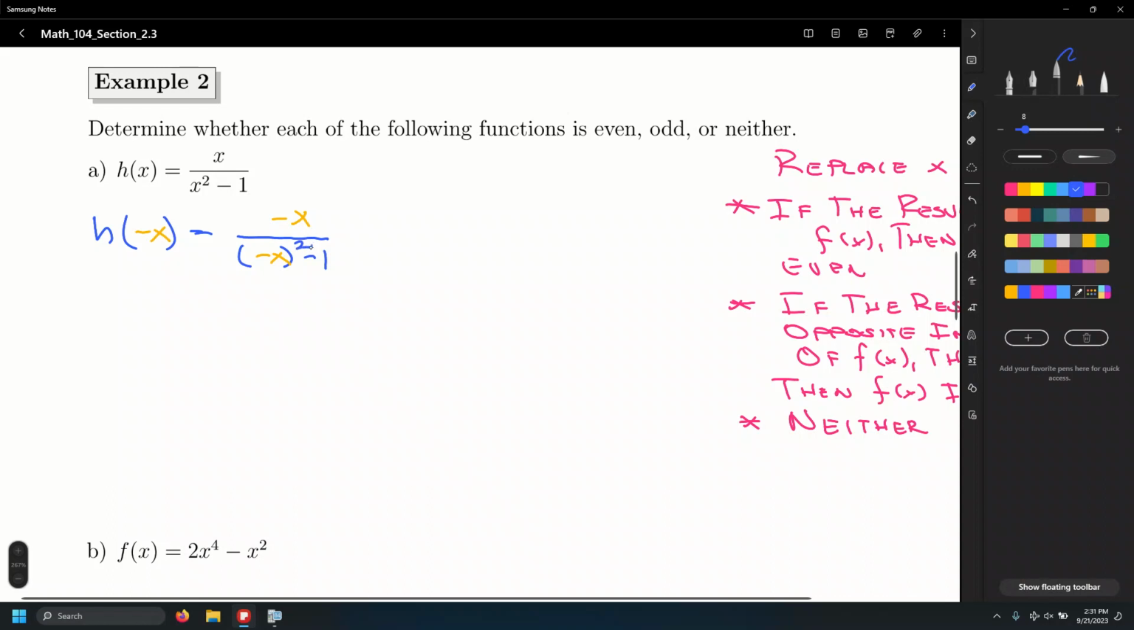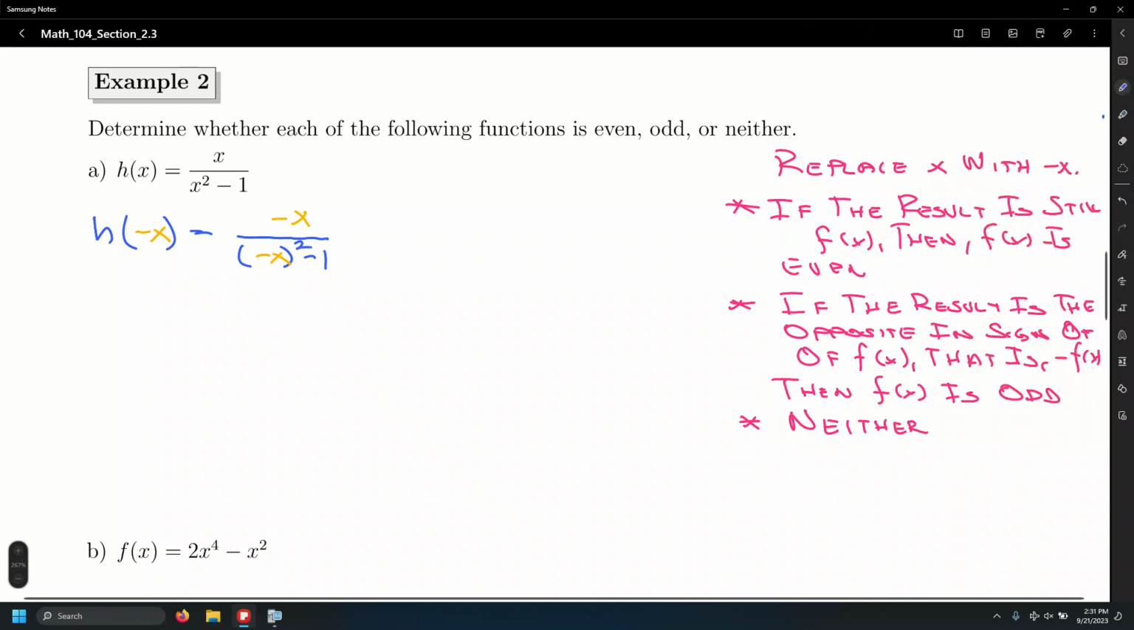quantity squared. All right, and then what do we get from here? Well, let's keep simplifying this. Then in the numerator, negative x is simply negative x. There's really nothing else to do. That's negative x. Now, divide that by negative x quantity squared. Well, what do we get when we square negative x? What is that again? Positive x squared. Recall a negative being squared, or negative raised to an even power, remains positive, right? And then minus 1. Now, here is the thing.